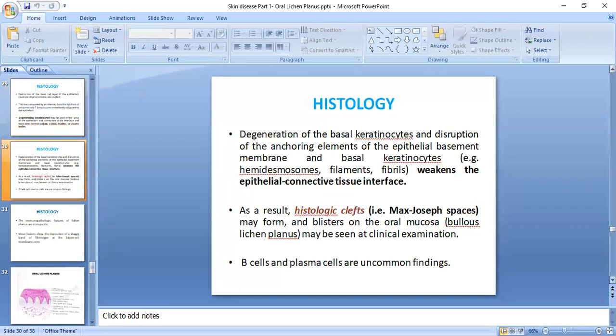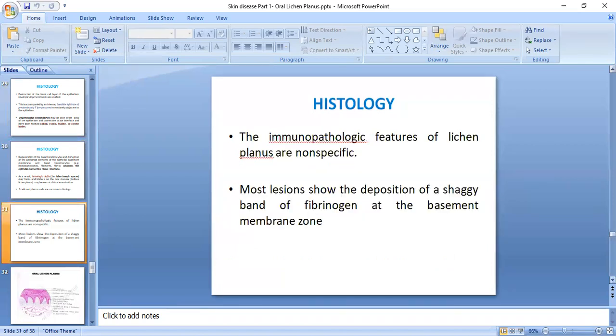There is degeneration of the basal keratinocytes and disruption of the anchoring elements of the epithelial basement membrane and basal keratinocytes. It weakens the epithelial connective tissue interface. As a result of this weakening, histologic clefts, known as Max-Joseph spaces, are seen. B cells and plasma cells are uncommon findings. The immunopathologic features of lichen planus are non-specific. Most lesions show the deposition of a shaggy band of fibrinogen at the basement membrane zone.